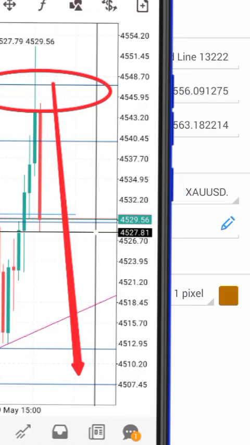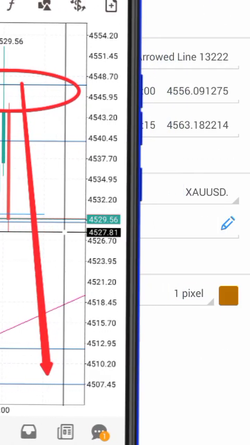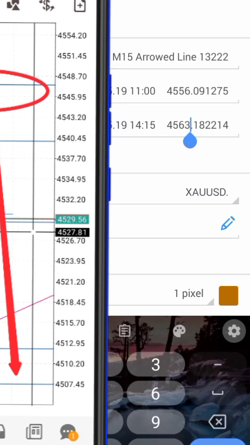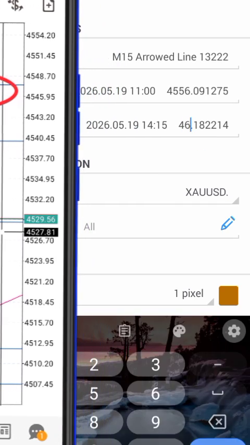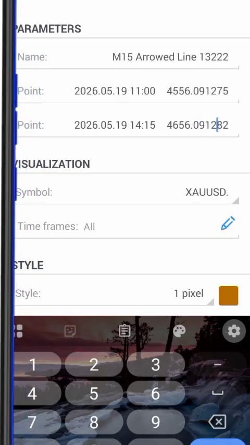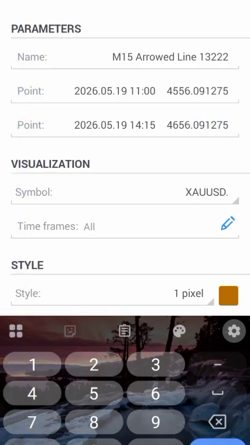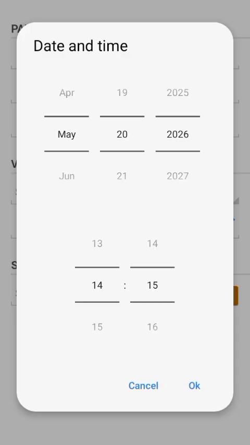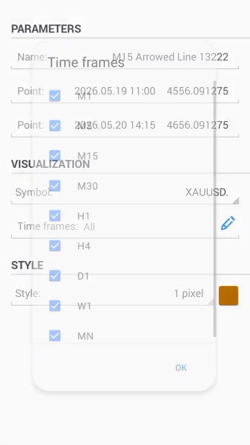So our projection will be from 4556.09 to 4656.01, 4656.09, 1275. So let's extend it by 2 days for the projection.